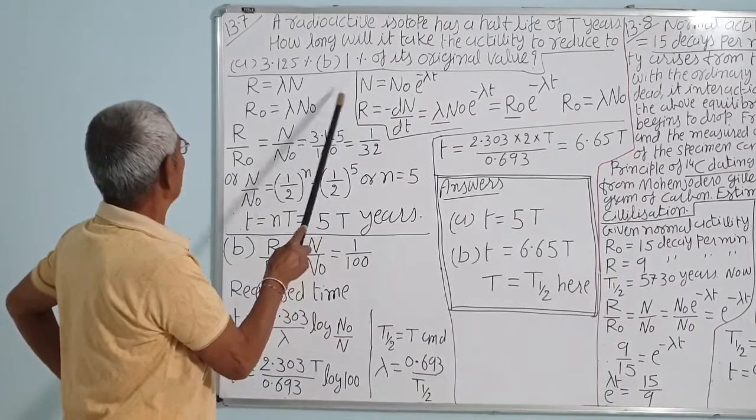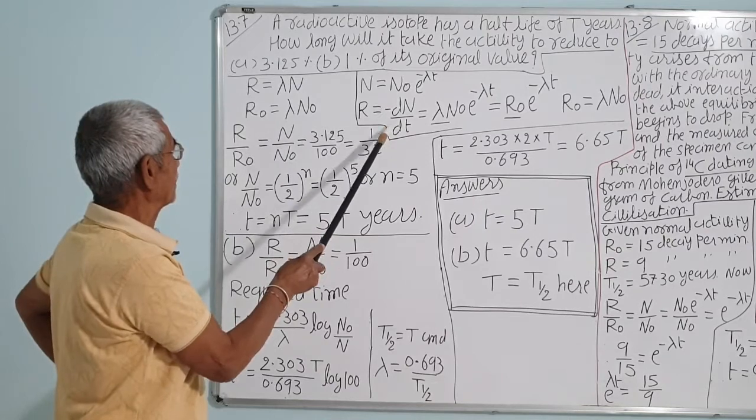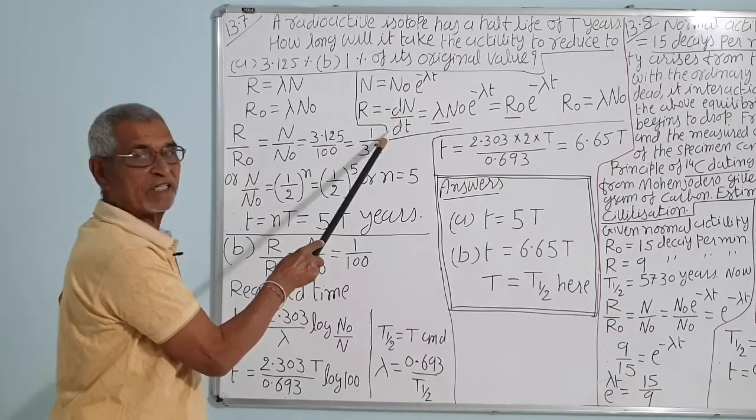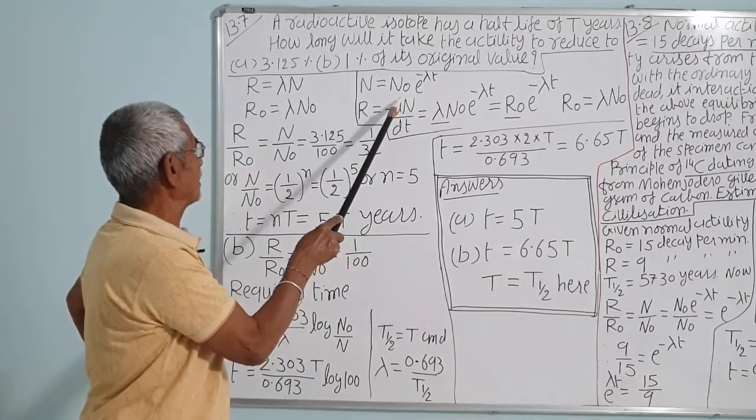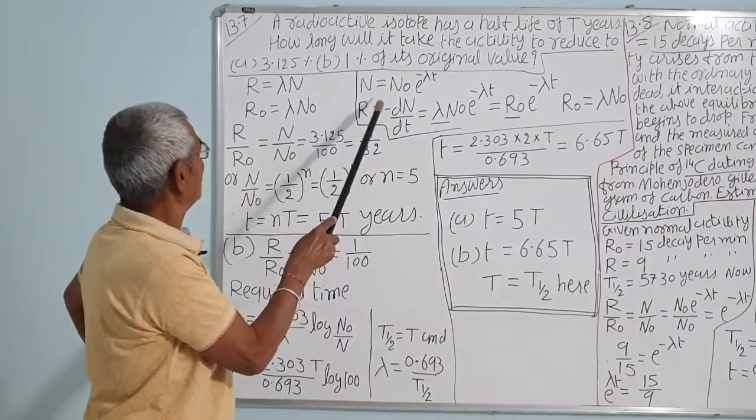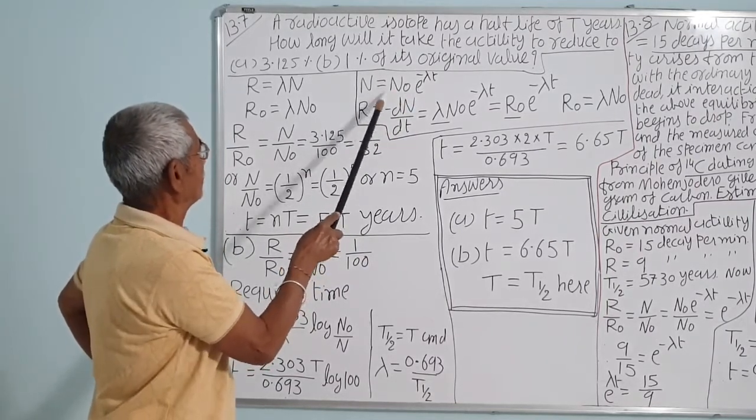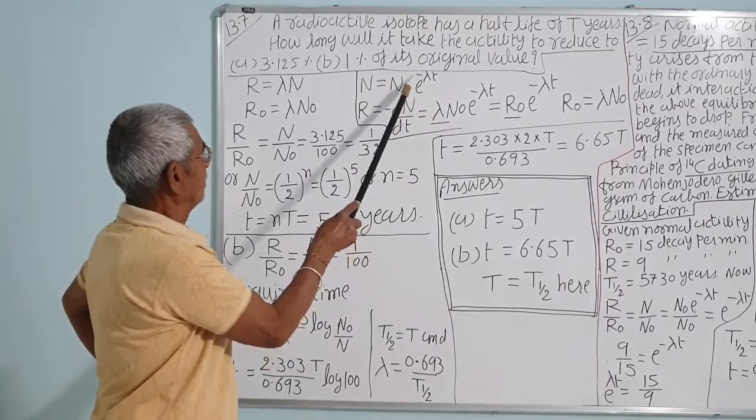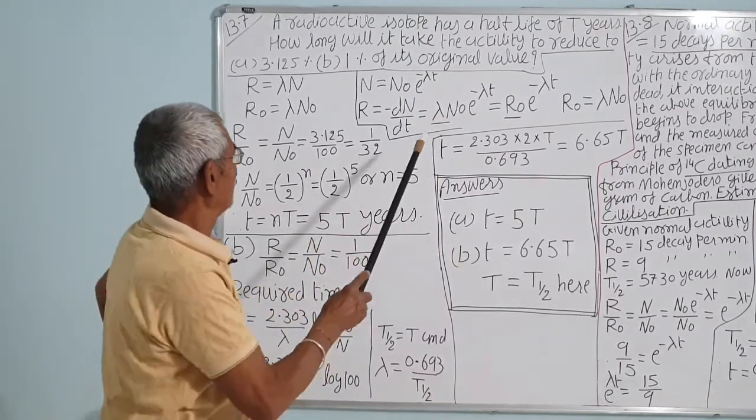So, R is dN by dt. R also is given by rate of disintegration, that is if dN atoms disintegrate in dt time, the rate of disintegration, that is activity R, is given by dN by dt. So, take the derivative of this: dN by dt is equal to derivative of this, that is lambda N0 e raised to minus lambda t.